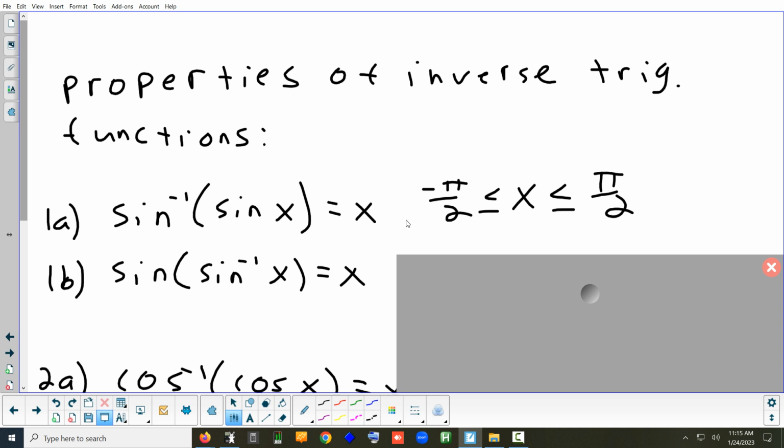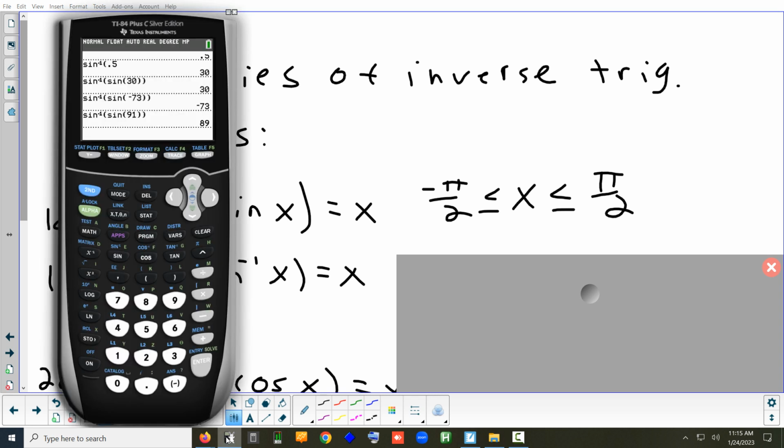Now, let's try it the other way. This is just an order of operations thing. Now we're going to do the sine of the inverse sine. If you take the sine of the inverse sine, let's do like 0.8. I got back 0.8. I got back exactly what I started with. But there's a limit to when that works.